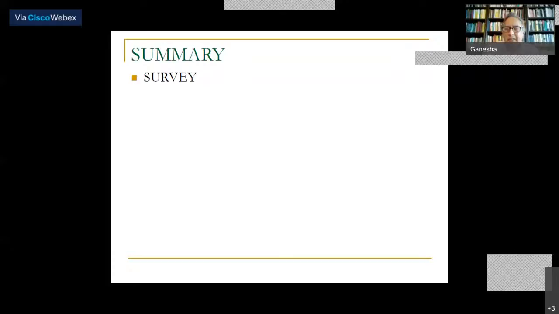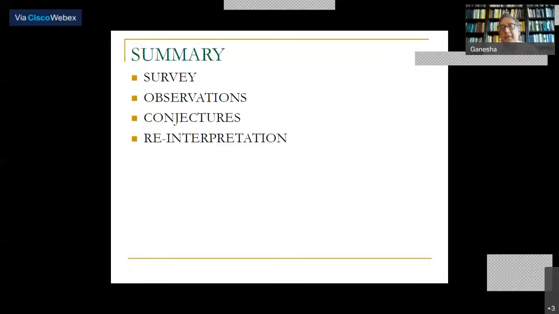And each arrangement leads to new knowledge. This is a survey method of churning the mind. The next method is by careful observations. Careful observations lead to conjectures. Sometimes conjectures will force us to re-examine ideas which we took for granted and reinterpret them.